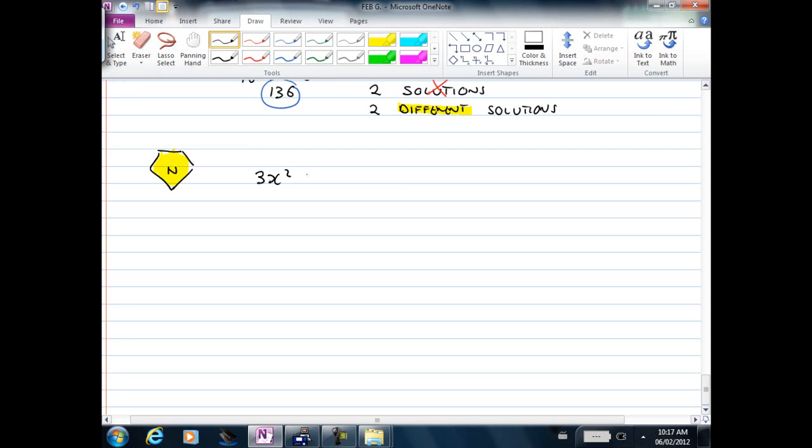No, sorry, 3x squared plus 6x equals c. For what value of c will give no solution? For what value of c will give no solution? Good luck.